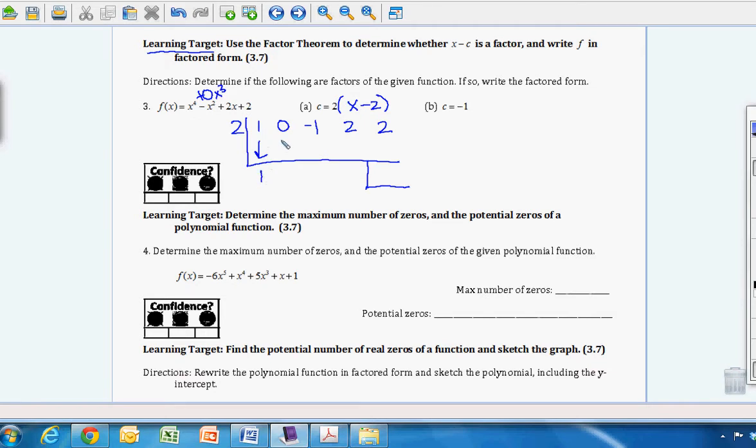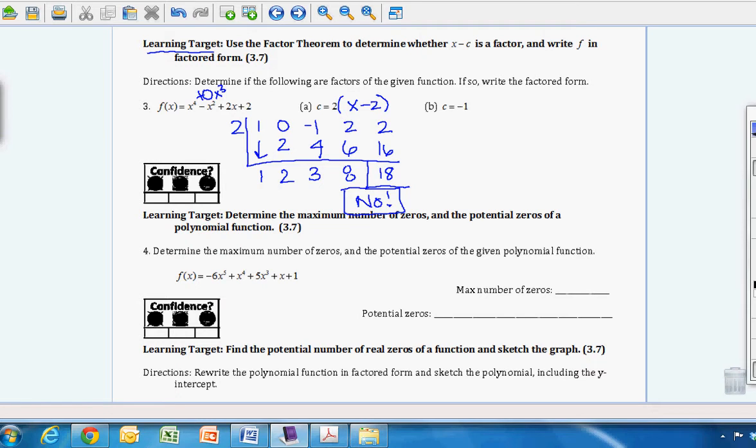So synthetically divide, we're going to drop down our 1 first, and now we're going to multiply 2 times 1. We're going to add this column together to give us 2, multiply, add together, multiply, add together, multiply, and add together. So since our remainder is 18, that is not 0. So x minus 2 is not going to be a factor of this polynomial.